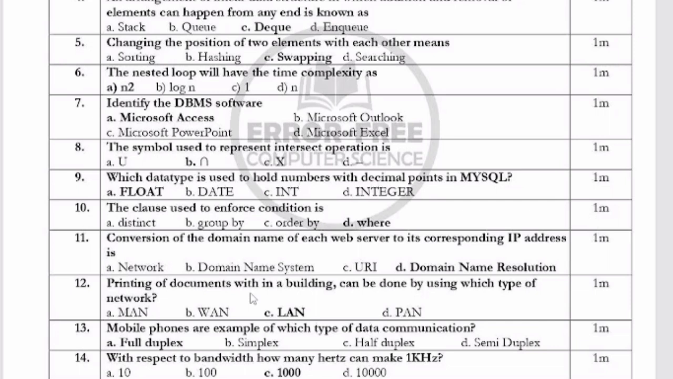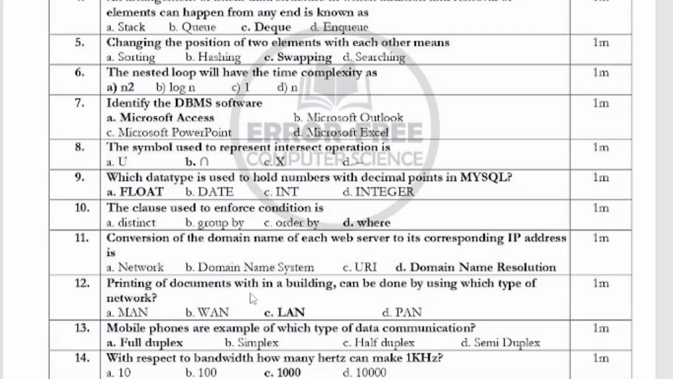And ninth one is which data type is used to hold numbers with decimal points in MySQL. Okay, decimal points means it is a float. Obviously we know that integer holds only integers, date is a date. Okay, so float is the data type which holds numbers with decimal points in MySQL.